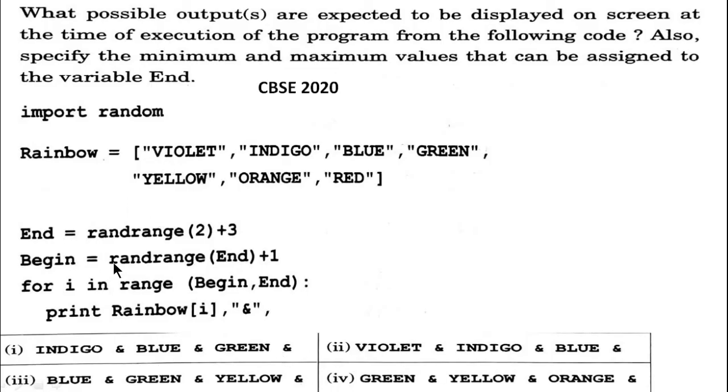See, here in this question, the random function used is randrange, not randint. First, we will find out the minimum and maximum values for the variable end. What is given in the question? End equal to randrange of 2 plus 3. We have discussed about this randrange function in detail in our part 1 video. I will just revise what we have studied.